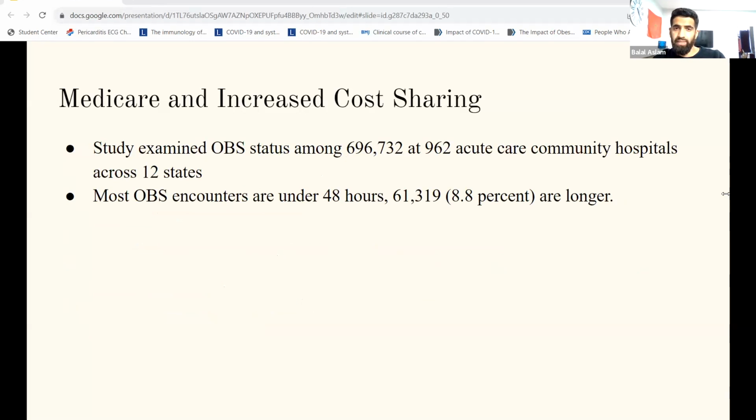I looked at a study that examined OBS status in around 700,000 people in almost 1,000 hospitals. And that data showed that while most encounters are under 48 hours, around 8.8% can be longer than that. So the cost sharing does have the potential to impact a lot of people.